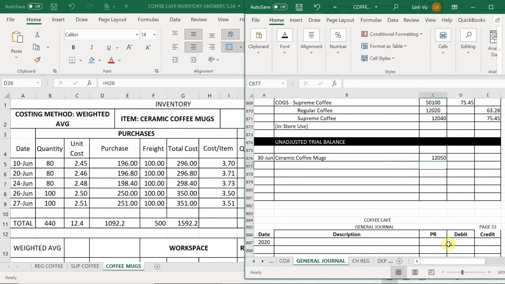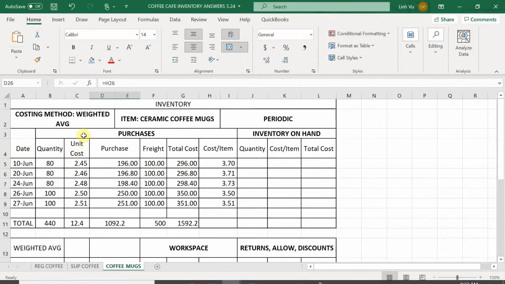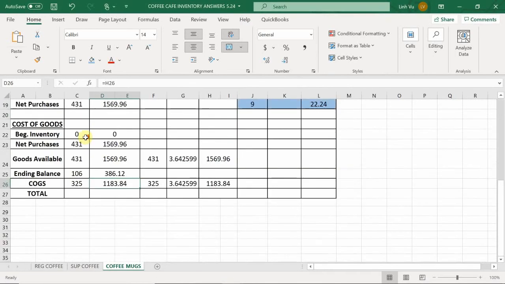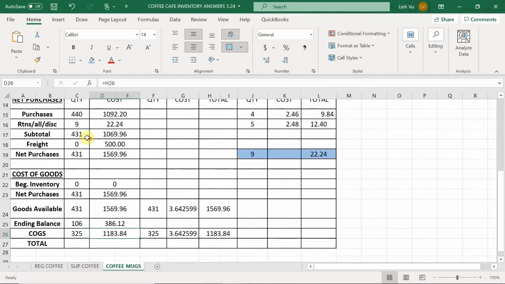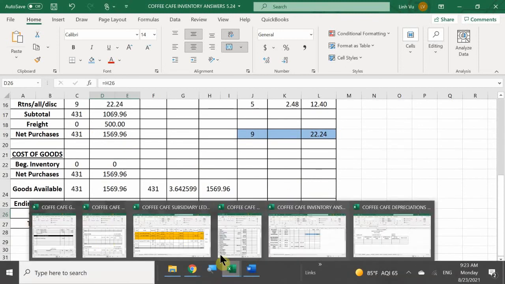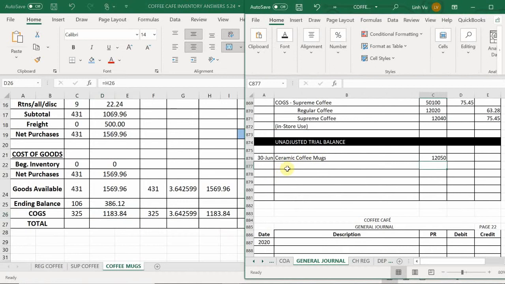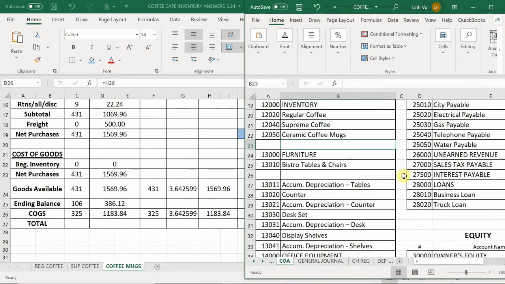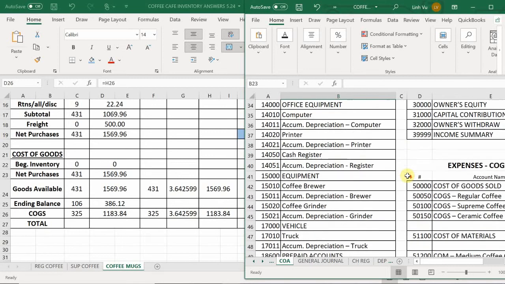Okay. What else am I going to recognize? You're going to recognize your cost of goods sold. Cost of goods sold. Okay. What account is that called for this specific account?